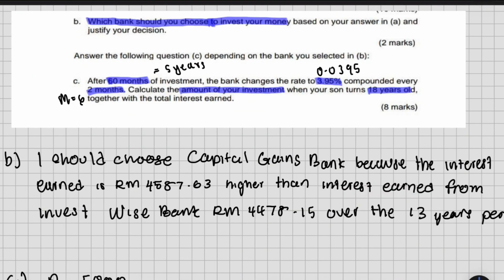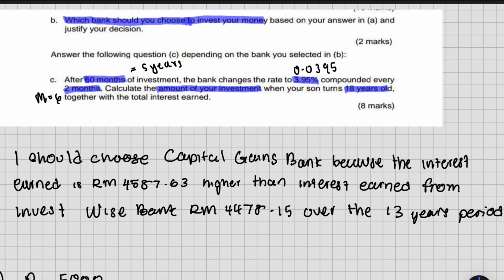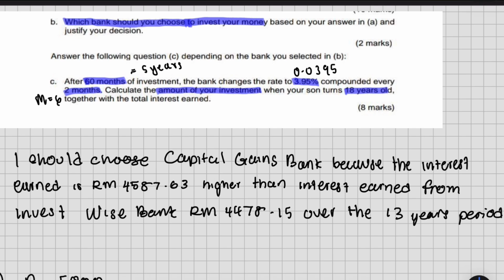Now for question B, we are required to choose the best bank to invest our money in based on the answer to question A, and we need to justify our decision. For this question, we should choose Capital Gains Bank because the interest earned is 4,587 ringgit and 63 cents, which is higher than the interest earned from InvestWise Bank, which is 4,478 ringgit and 15 cents over the 13-year period. So we will earn more by choosing Capital Gains Bank over InvestWise Bank. That's all from me. I will now hand over to the next presenter.